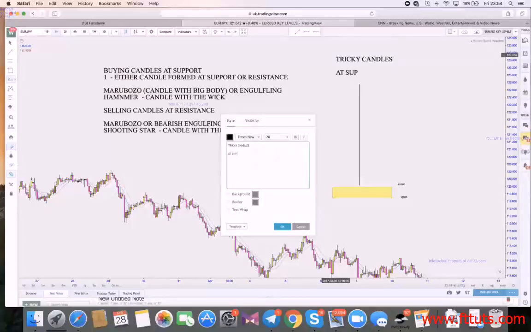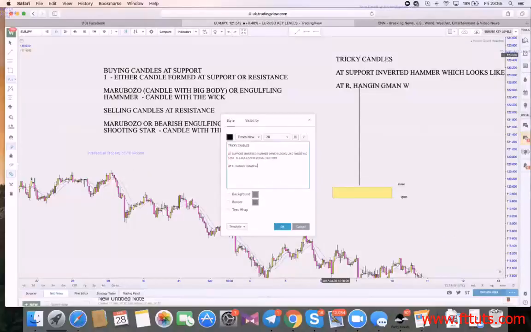At support, an inverted hammer, which looks like a shooting star, is a bullish reversal pattern. At resistance, a hanging man, which looks like a hammer, is a bearish reversal pattern. So keep in mind, guys, these two candlesticks are called tricky candlesticks.